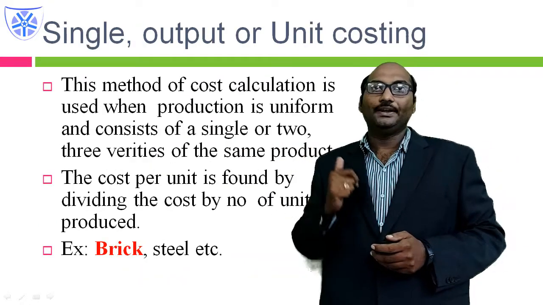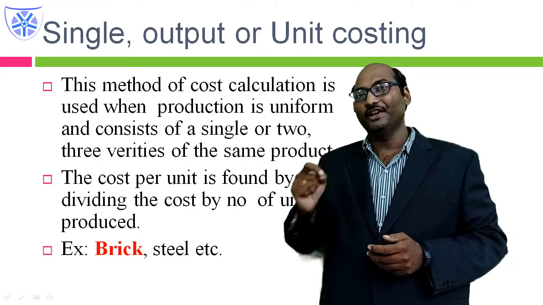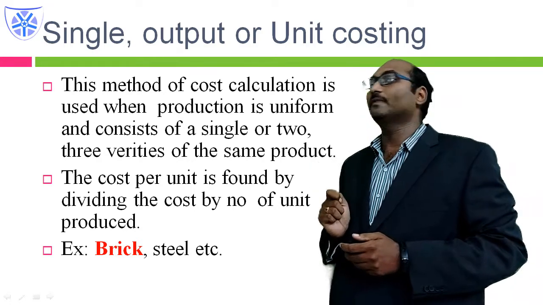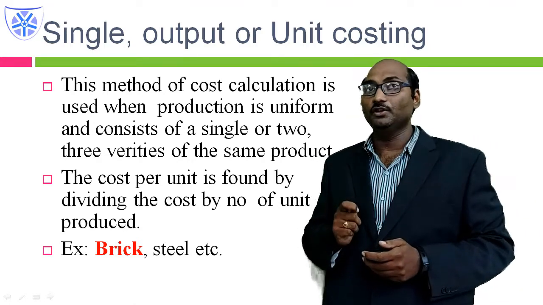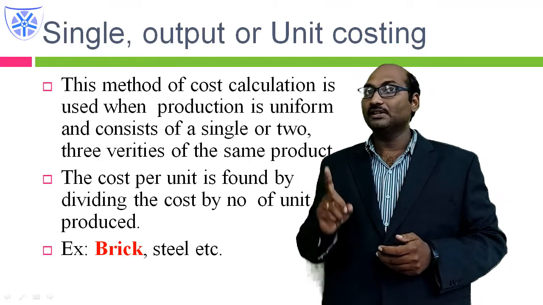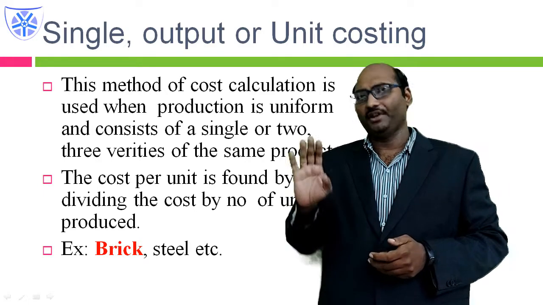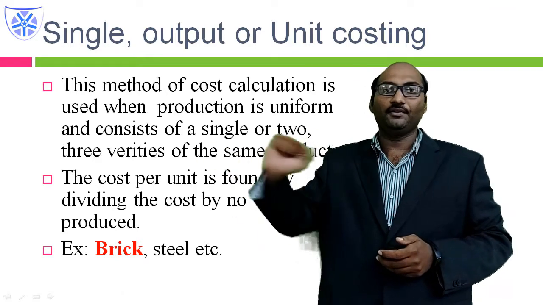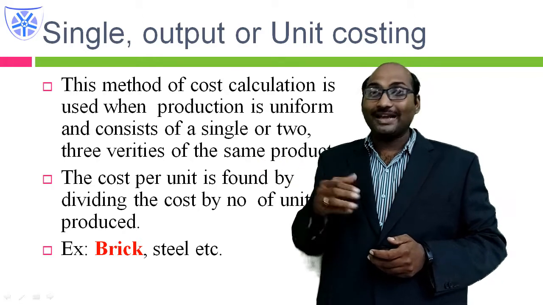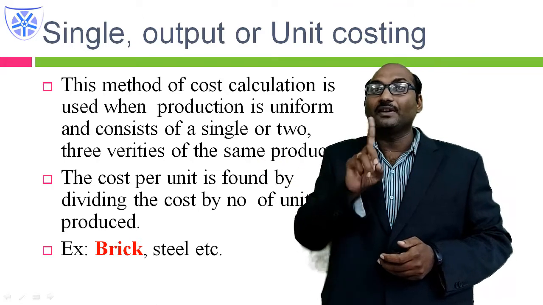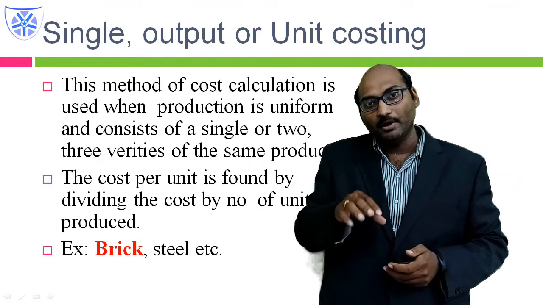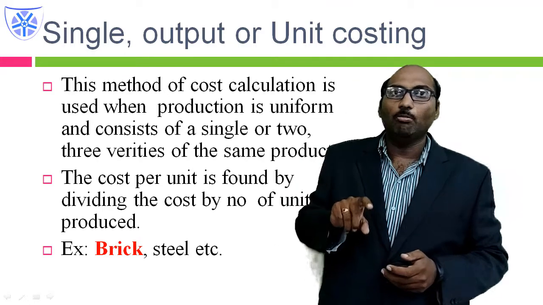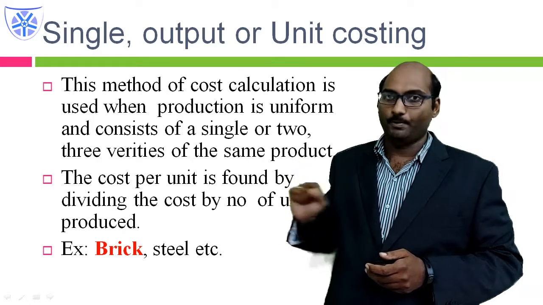The second one is single output or unit costing. This method of cost calculation is used when the production is uniform and consists of a single or two or three varieties, not very many. Maybe bricks. This is one variety, this is another variety. It is not as per the requirements of a specific customer, it is as per the requirements of a specific market. So the cost per unit is found by dividing the cost by the number of units produced.